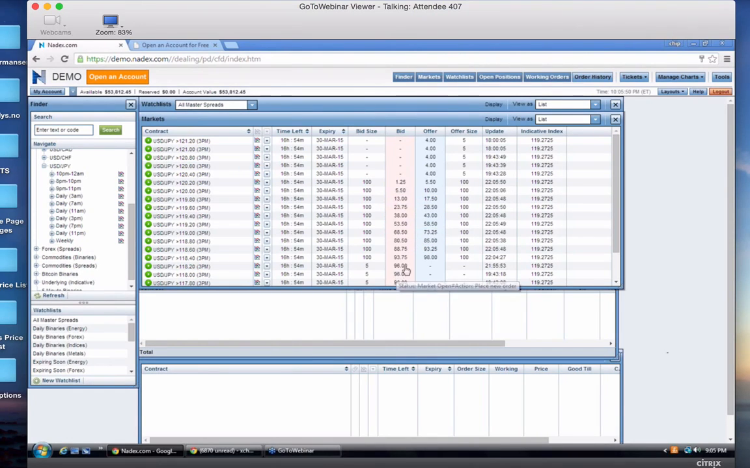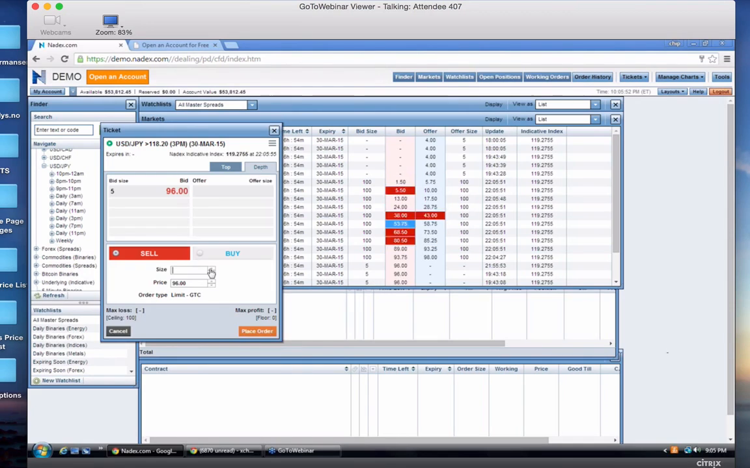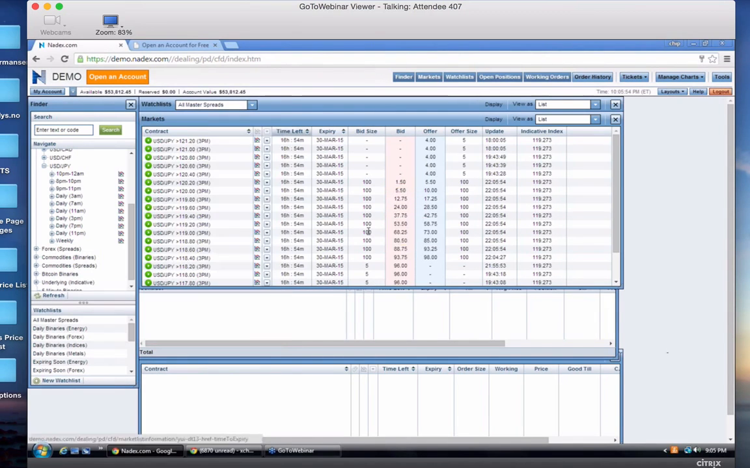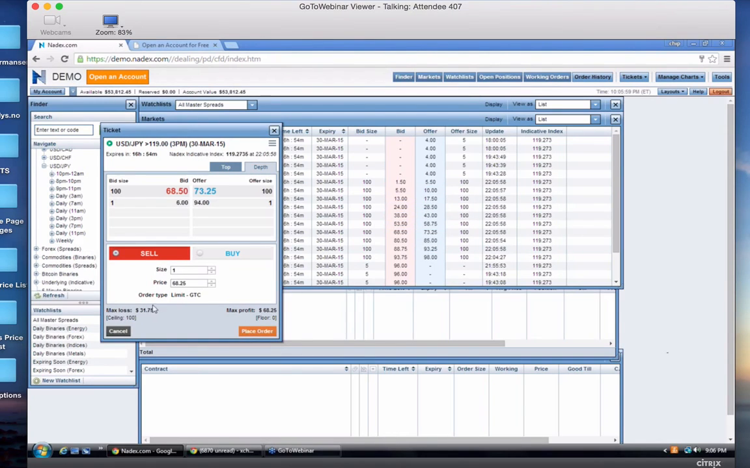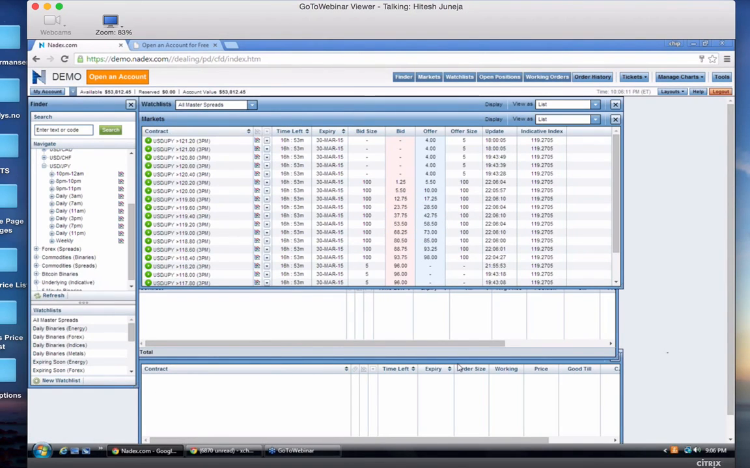So if I sell this one, the cost is only $4. If I sell this one, it's going to be 31. The underlying doesn't have to sell off as far. You're just giving up edge, and that's what it is.